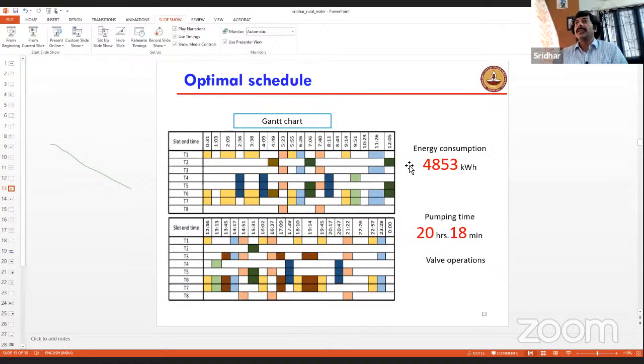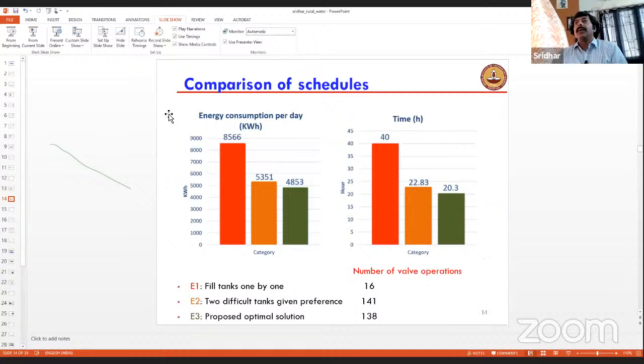And what we have shown is that this will result in the lowest energy consumption. It's around 5,000 kilowatt hours, and the entire operation can be done in about 20 hours. How do you know? We know that this is the best you can do with the system. More importantly, it can be done with the existing system. You don't need any large scale changes in the system.